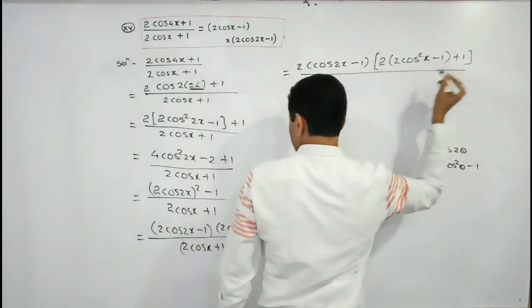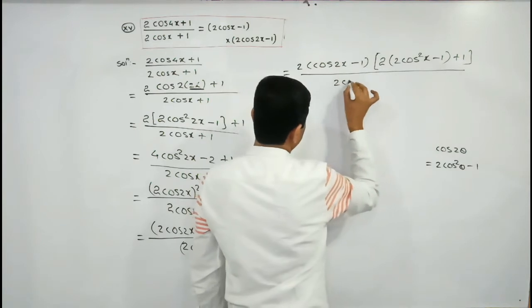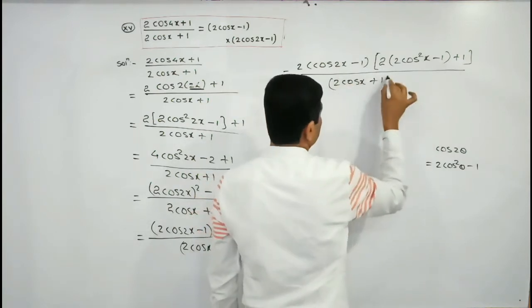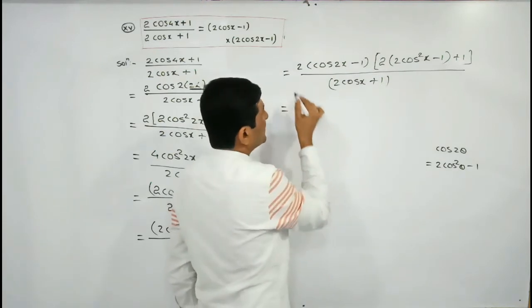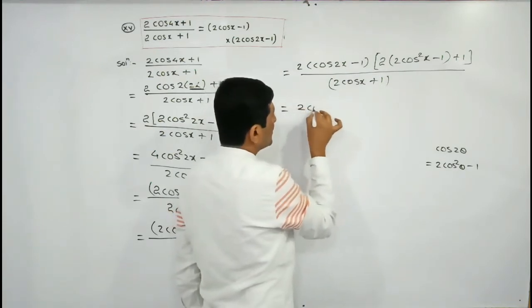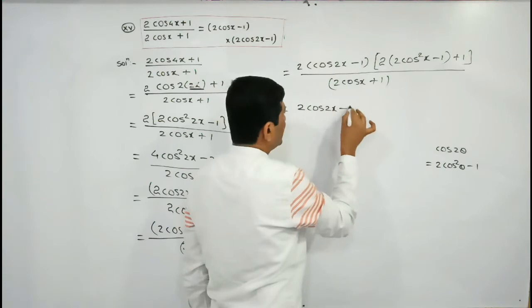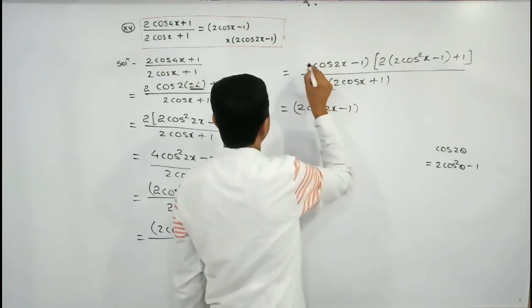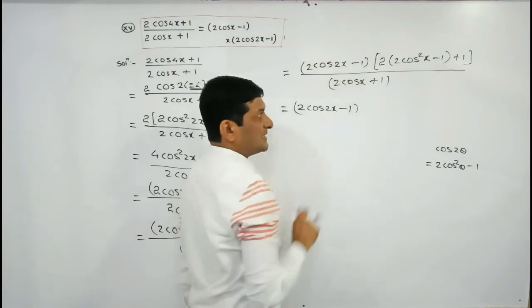What is the denominator here? 2 cos x plus 1 as it is. 2 cos x plus 1, isn't it? So which is equals to, so here 2 cos 2x minus 1 as it is. Keep this first factor as it is. 2 cos 2x minus 1 as it is.